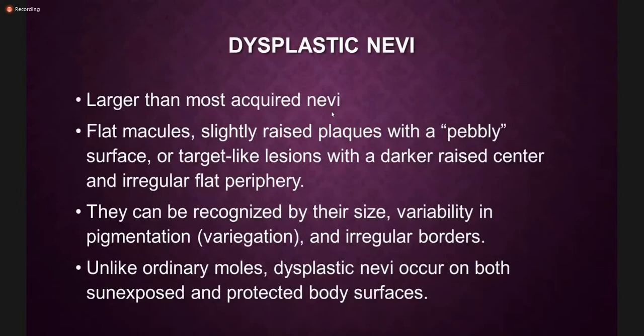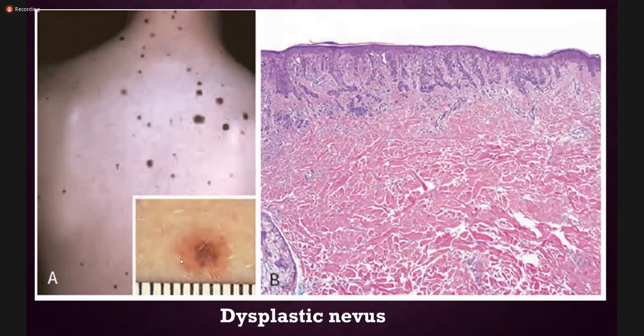So dysplastic nevi are larger than most of the acquired nevi. They are usually flat macules or slightly raised plaques, larger than 5 mm, with a pebbly surface or target-like lesions with a darker raised center and irregular flat periphery. They can be recognized by their size, their variability in pigmentation, which is also known as variegation, and irregular borders. So look at this picture, they have very irregular borders. They have a target-like appearance, and they vary in pigmentation.